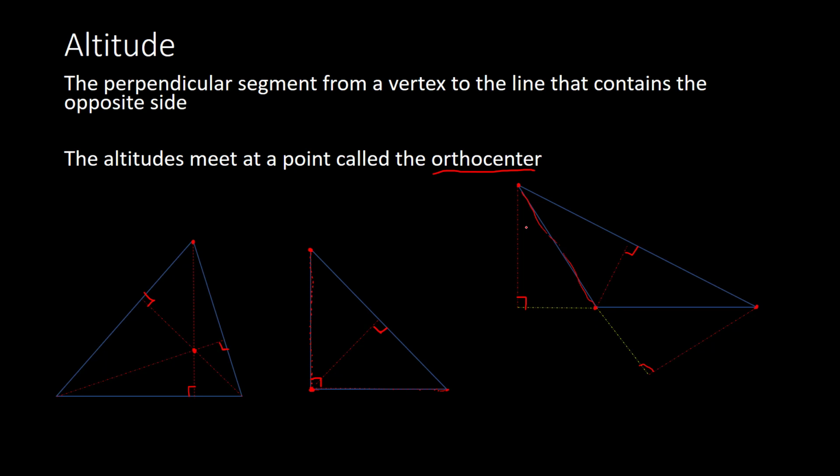But now we need to figure out where is the orthocenter. Where do they all meet? So I need to extend each of those three altitudes. When I extend the three altitudes, I'll now have them all meeting at this point right here. So this point where they all meet is called the orthocenter.